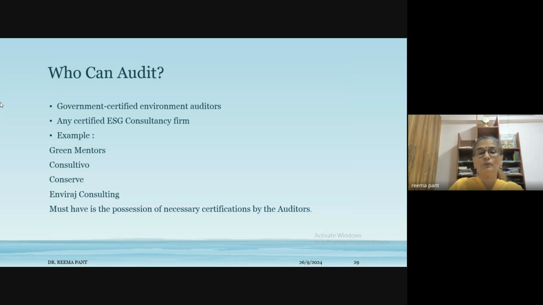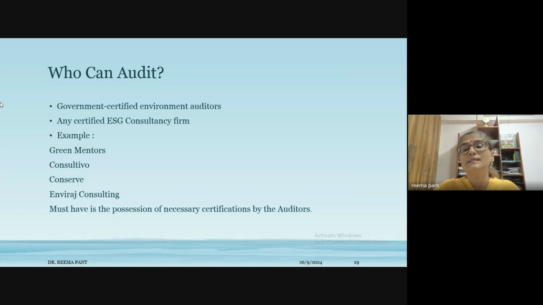Last time there was a query where people wanted to know who audits the external auditors. So this time I tried to find something. One thing we must understand is that external auditors have to be government certified. Two, they can be an ESG consultancy firm also, because they are all certified. They're business firms, but they do external auditing for you. I've given 3-4 examples, like Green Mentors, Consultivo, Conserve, Enviraj. I'm not endorsing them, but these are ones you can find. If you search online for ESG consulting firm, you will find a lot of external auditors who do environmental auditing.